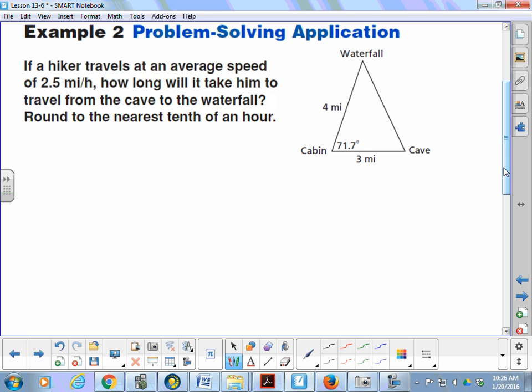A hiker travels at an average speed of 2.5 miles an hour. How long will it take him to travel from the cave to the waterfall? Round to the nearest tenth of an hour. Like we did yesterday with the law of sines problems, we want to identify what I know first. Once I have the picture drawn and my numbers on there, what parts of the triangle do I know? I know a side, an angle, and a side. So I know side, angle, side, which tells me I'm going to use the law of cosines.